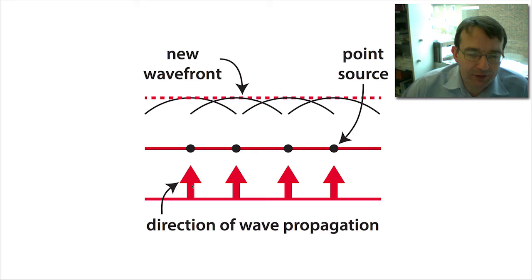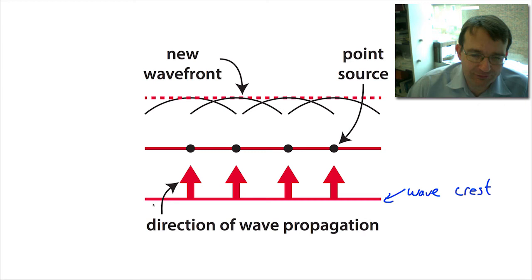So Huygens' principle is actually something that's very simple. What you imagine here is that we've got waves coming in, and these red lines represent the wave crests. But really, any point of constant phase will do. And what Huygens' principle says is that along this line of constant phase, you can imagine that there are an infinite number of point sources. So every single point along this line acts as a wave source.